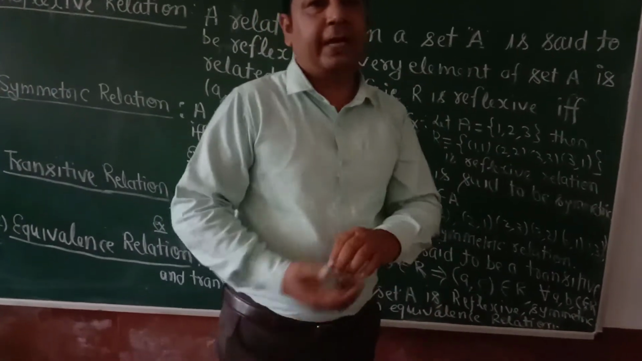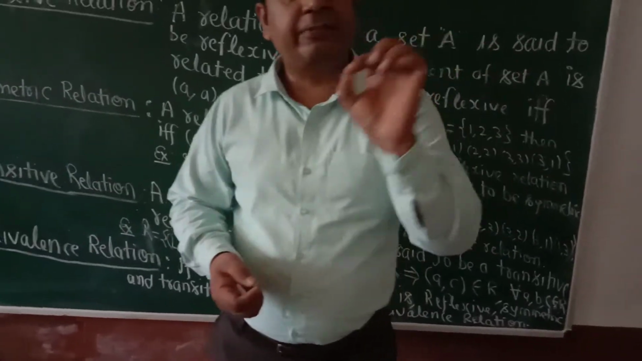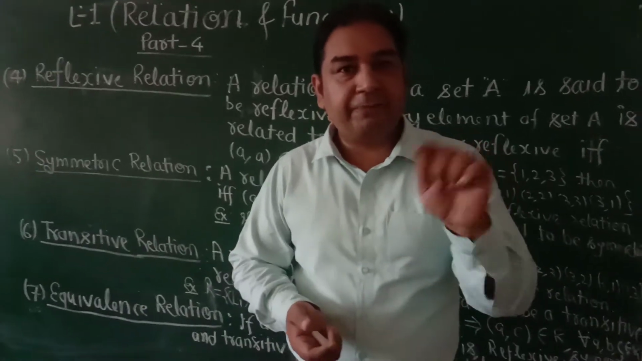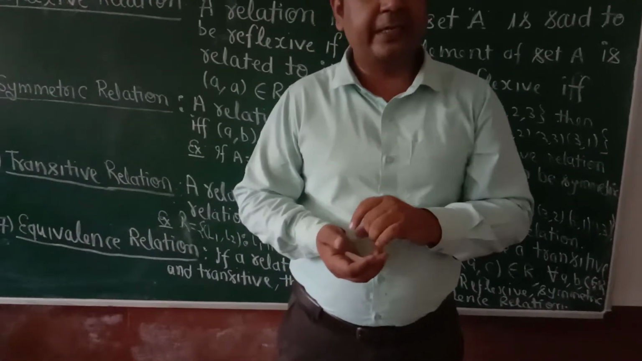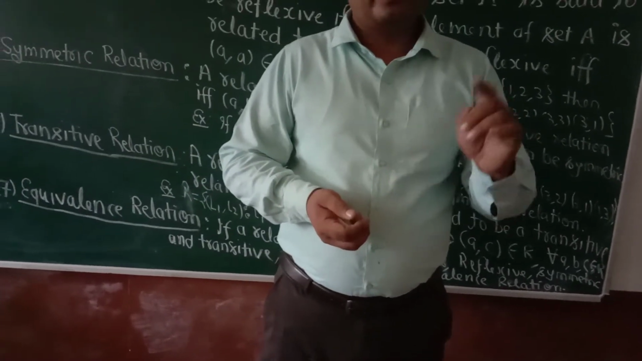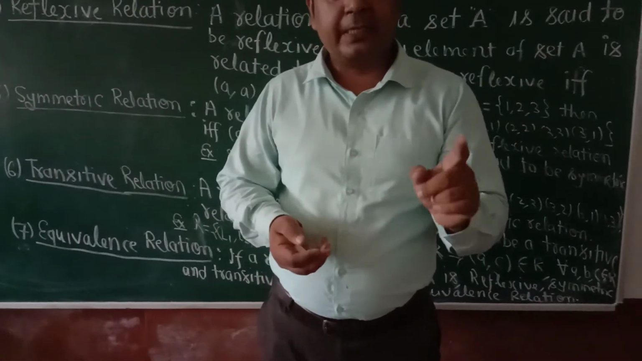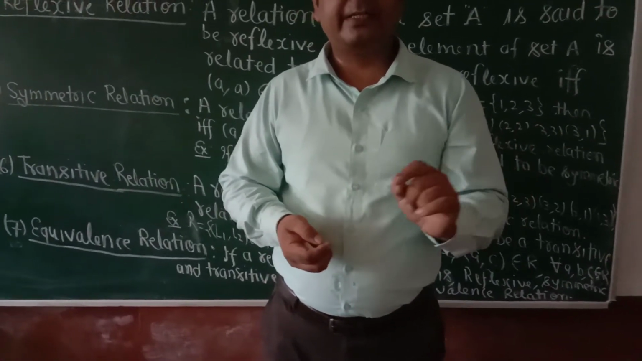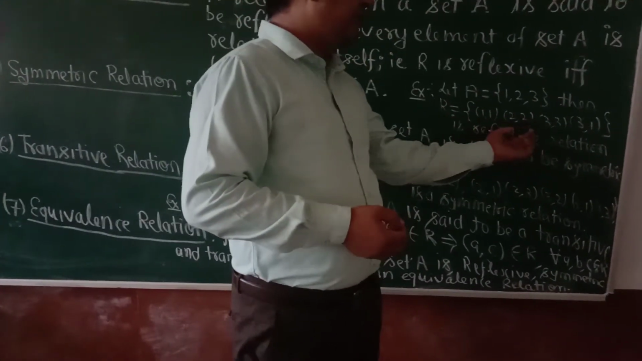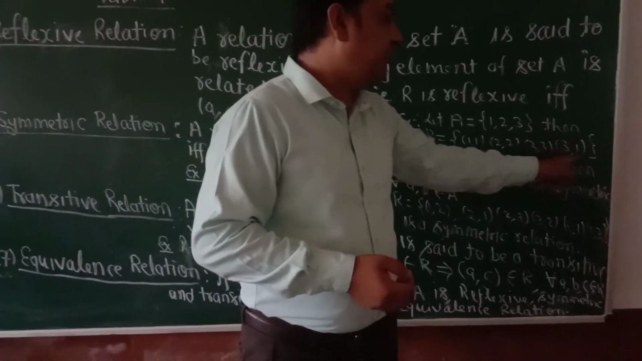You have to keep in mind, every identity relation is a reflexive relation, but not necessarily every reflexive relation is an identity relation. This is very important, you have to keep in mind. You see that here, this relation is a reflexive relation, but not an identity relation, because one pair is (3, 1).